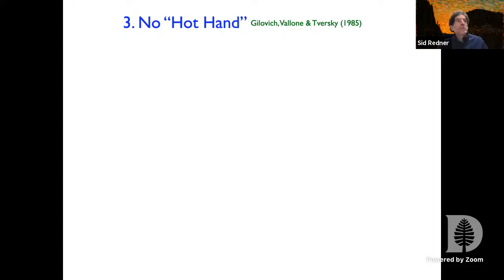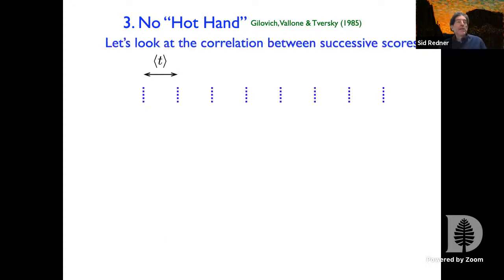So there's a very famous paper by Gilovich, Vallone, and Tversky that actually analyzed NBA basketball scoring data by hand, and they found no evidence for a hot hand. And so now, using the data that we have, we looked at the same question. So we're looking at correlations between successive scores. Are they correlated or are they not? And if they're not, then we have more evidence in favor of a random walk picture.